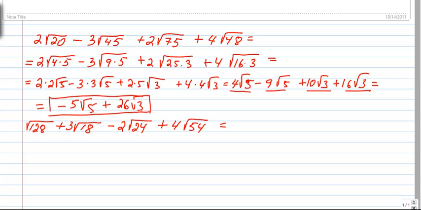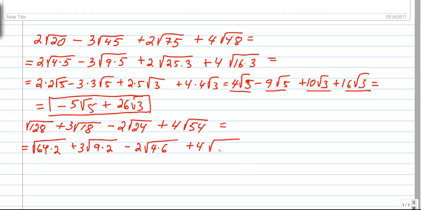We will do the same with the second problem. Here the best arrangement will be 64, perfect square, by 2, plus 3. 18 we will break up as 9 and 2. 24, the right breakup is 4 by 6. And finally 54, we will break as 9 and 6.